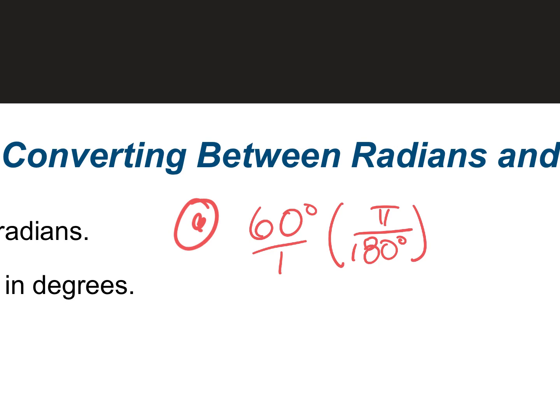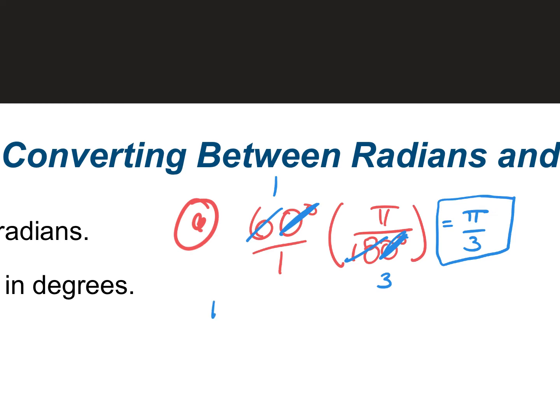That's okay. The first thing I would do is I would say, ooh, this has a degree and a 0. I can cross off both of them, right? And you guys can use your calculator. But what number goes into both 6 and 18? 6. 6 goes into 6 once. 6 goes into 18 3 times. So I'm left with what on top? Pi. And what am I left with on the bottom? 3. So 60 degrees is the same as pi over 3 in radians. That's it.